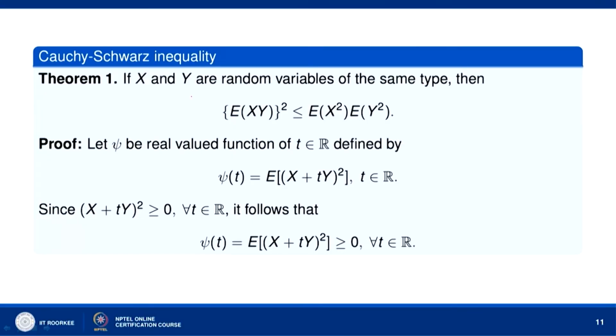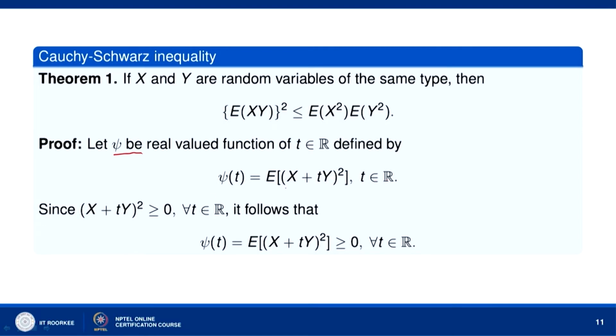So, if X and Y are random variables of the same type, that means either both of them are discrete random variables or they are both continuous random variables, then the expected value of XY whole squared is less than or equal to the expected value of X squared into the expected value of Y squared. Let us take psi to be a real valued function of the real number t. Let psi be a real valued function of a real variable t defined by psi(t) equal to the expectation of (X plus tY) whole squared, where t belongs to R.